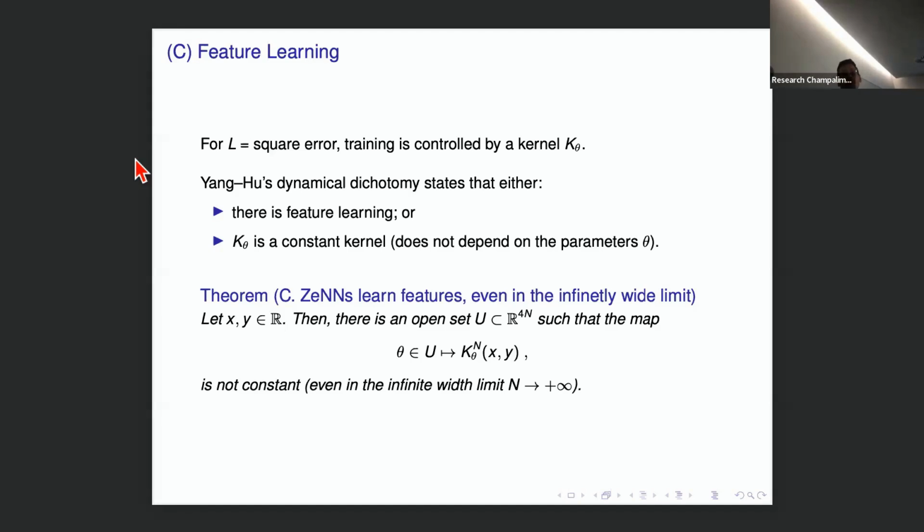In the next slides, I want to present some experiments that show that ZeNNs can learn high frequencies, which was the remaining problem that we had identified in the beginning. Are there any questions so far? Yes, please.